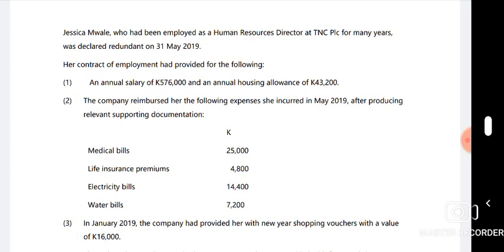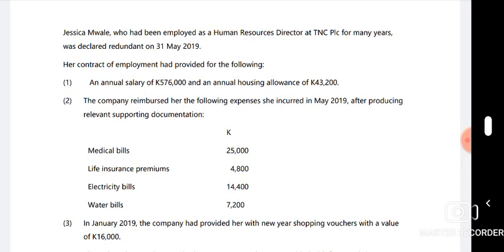Housing allowance. What did we say in the intro? All allowances are taxable. So definitely this one is coming as well. But we're not getting the whole 43.2 because they said annual allowance, right? So we only need the 5 months this person has worked for out of 12 of that figure, giving us 18,000.